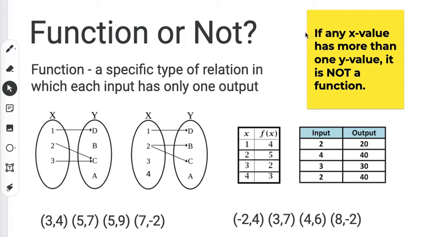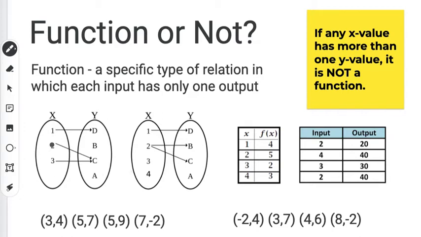Looking over here, this says if any x value or any input has more than one output, or more than one y value, it is not a function. So what we're going to be doing today is looking at mappings, tables, charts, and sets of ordered pairs. And we want to determine whether it's a function or not.